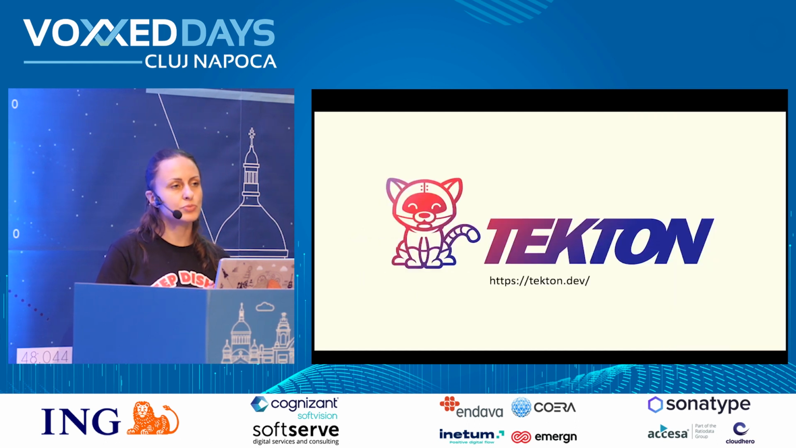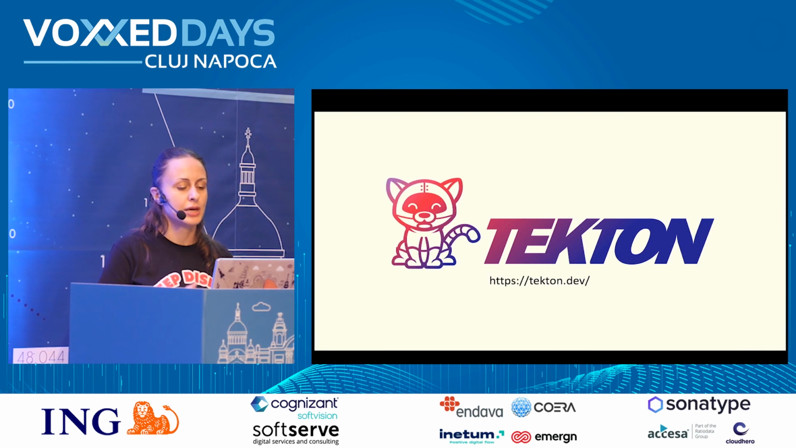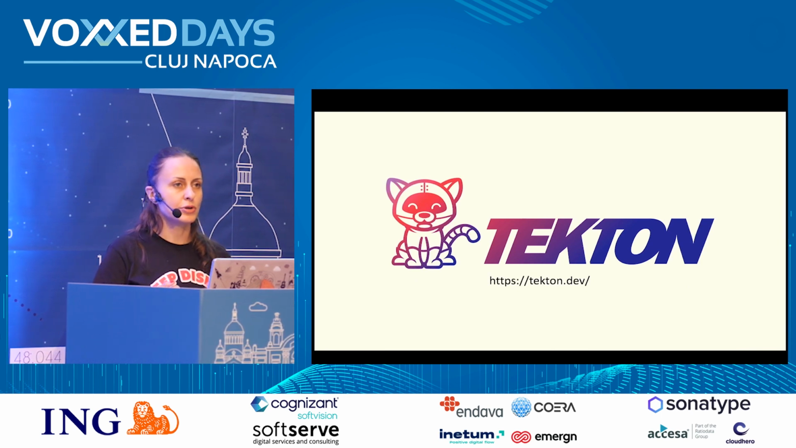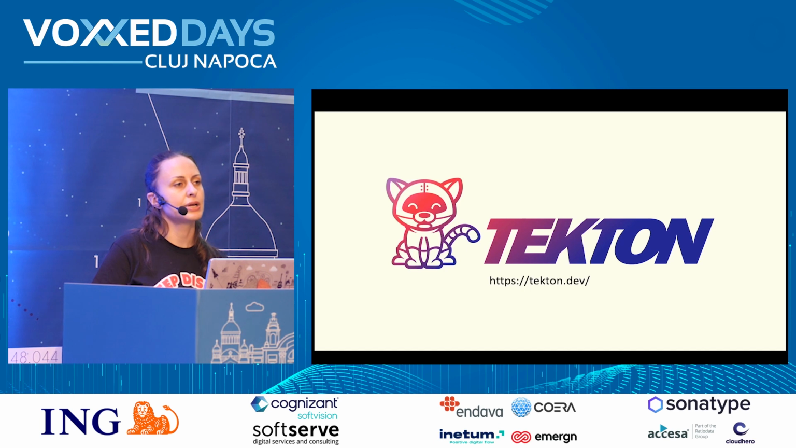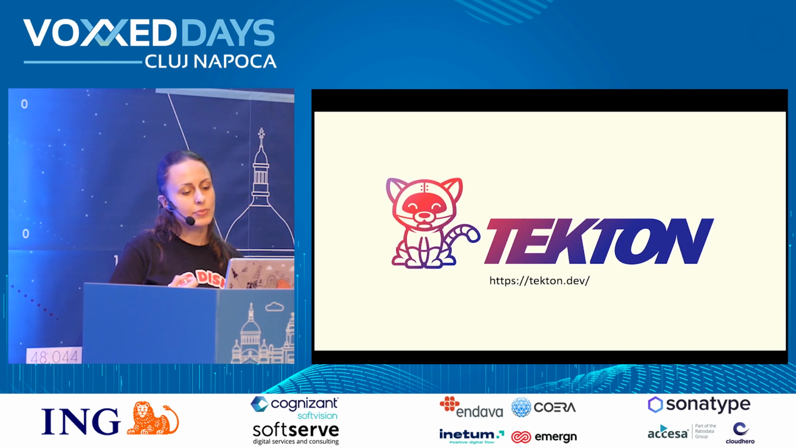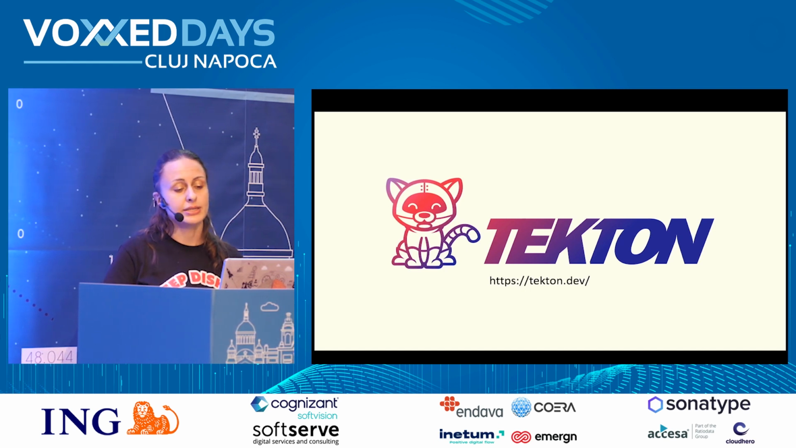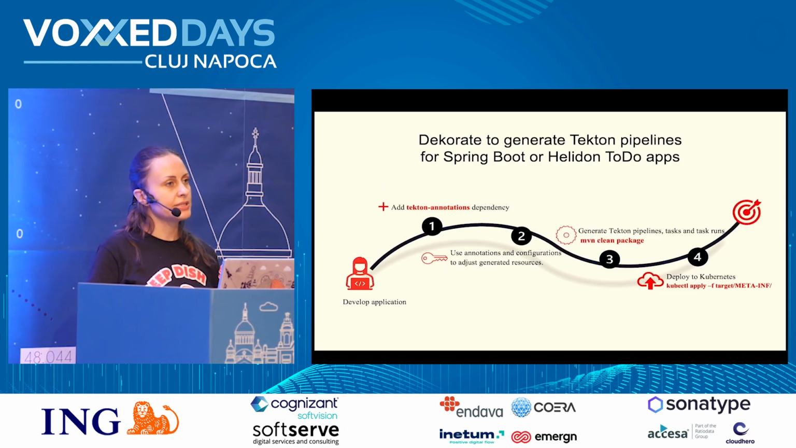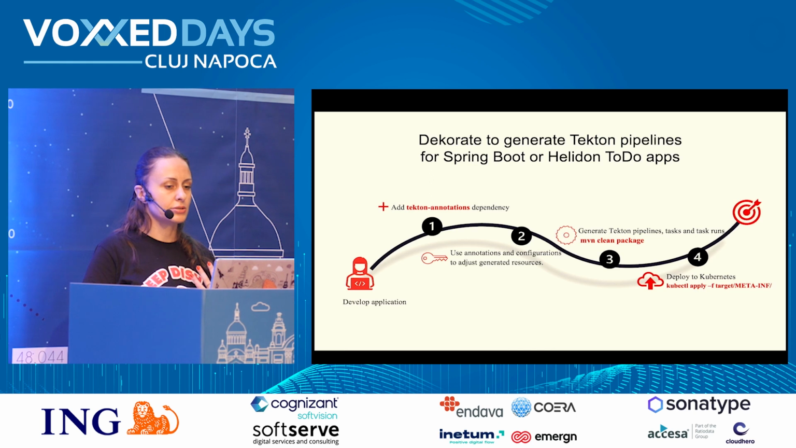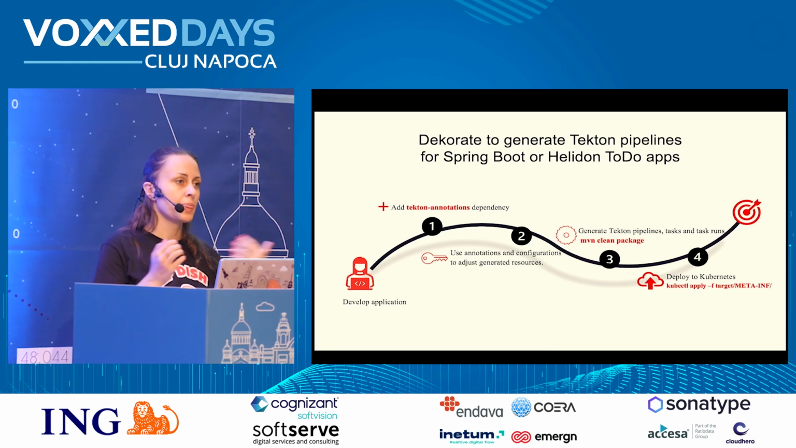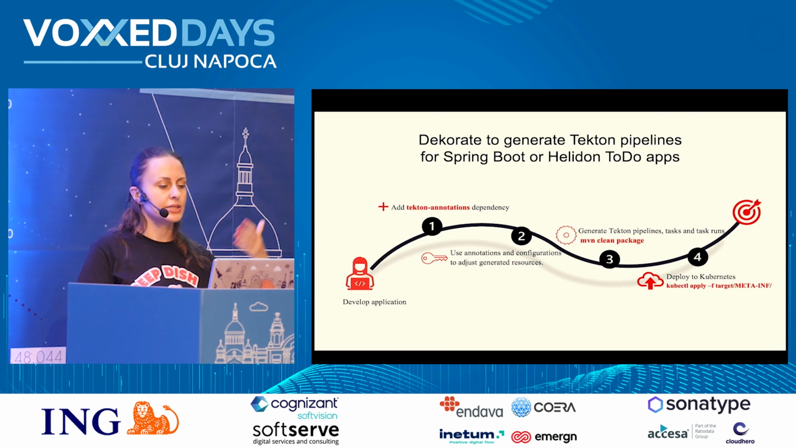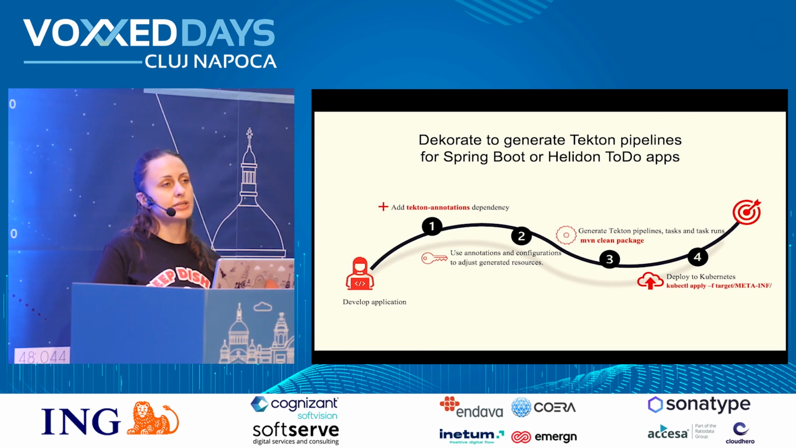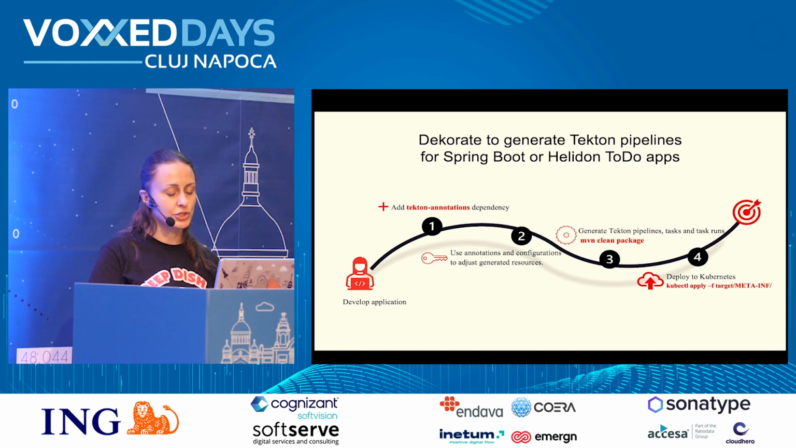Tekton is pretty much the Jenkins that's cloud native to Kubernetes. So if you are looking for something that's closer to Kubernetes and not using Jenkins anymore, maybe go ahead and try Tekton. Dekorate can help you to generate Tekton pipelines, but in this case only for Spring Boot or Helidon apps. The reason being is that Quarkus does not yet take into account the idea of having Tekton for generating these kinds of annotations.